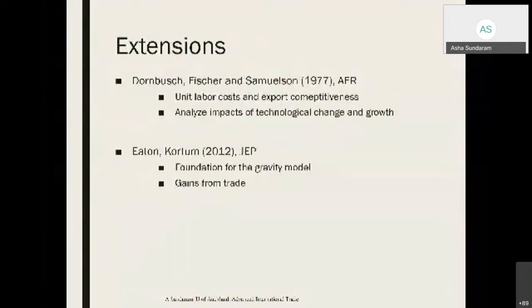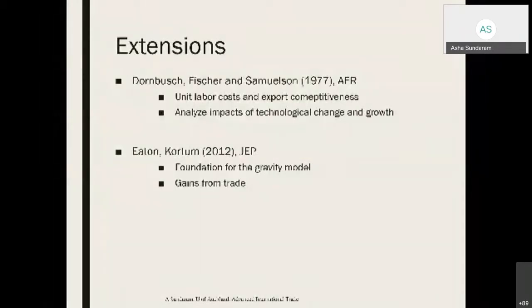The second thing is it allows us to do some simple comparative statics. So you can talk about what happens to welfare when, say, one of your trading partners has a technological shock. What if there is a productivity shock in China, who is a trading partner? What happens if there's population growth in one of your trading partners, or the economy that you're trading with grows massively? These types of comparative static exercises are done easily in the DFS model. So that's why I like that.